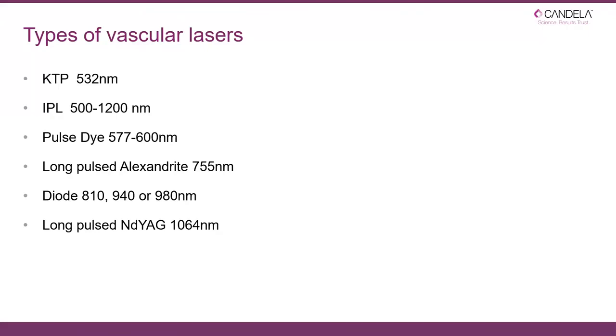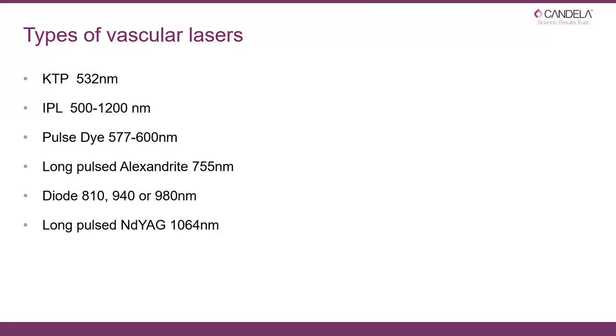Your next option would be a long pulsed alexandrite at 755 nanometers. Now, a key issue again with alexandrite is it absorbs very strongly into melanin. So you can only use this wavelength in lighter skin types. It has a good depth of penetration, but if there's any pigment or a lot of pigment in the epidermis, it will absorb into that pigment before it gets down to wherever the vessel is.